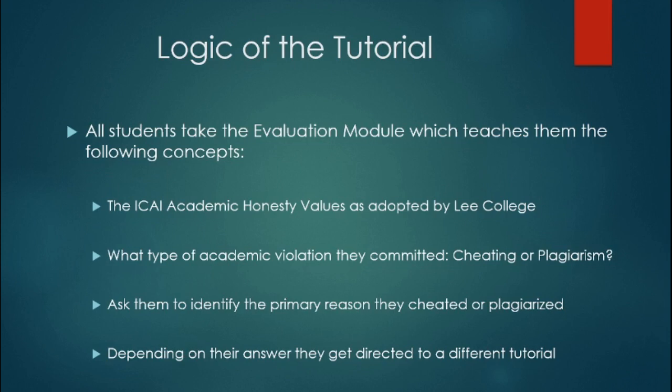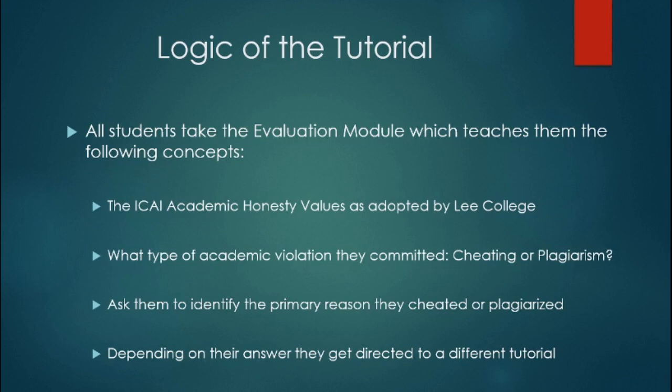Now here's the logic of the tutorial. All students take the evaluation module, which teaches them the following concepts. First of all, they all receive instruction on the International Center for Academic Integrity Academic Honesty Values as adopted by Lee College. They get to see all the values and why they're important. Second, we ask them what type of academic violation they committed. Was it cheating or plagiarism?